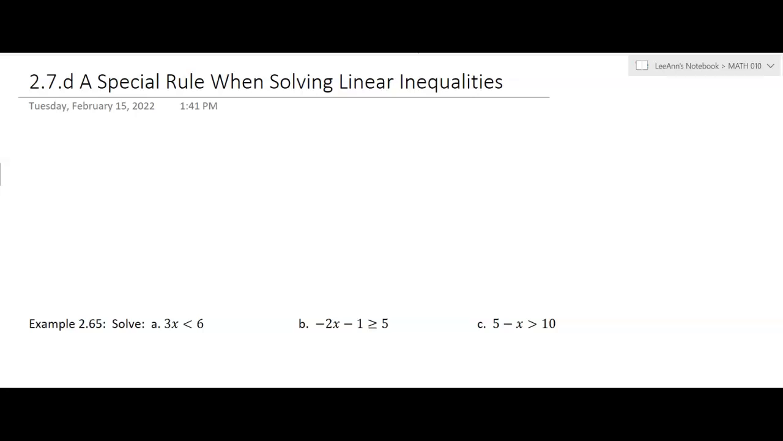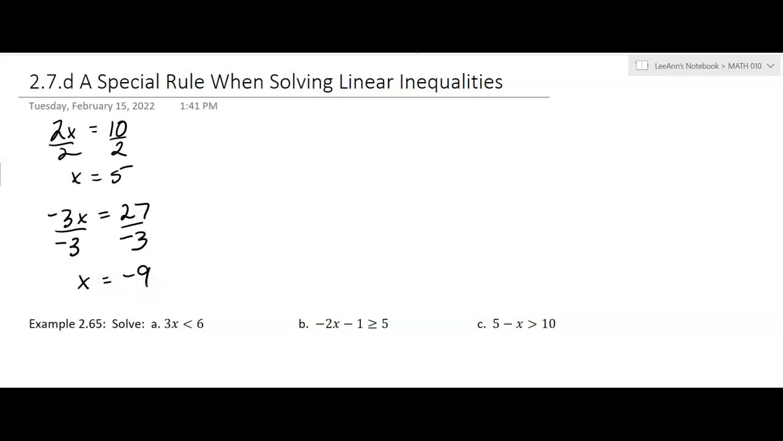Okay, so you're probably all excited to learn this special rule when solving linear inequalities. So let's go back to solving equations for a minute. If I have 2x equals 10, I'm allowed to divide both sides by 2, and I get x equals 5. No problem. If I have negative 3x equals 27, I'm allowed to divide both sides by negative 3, and I get x equals negative 9.